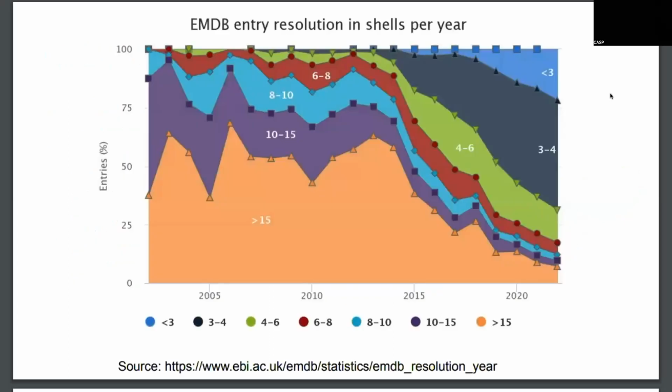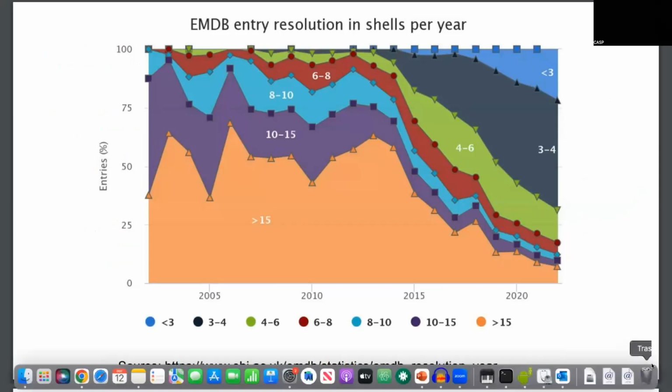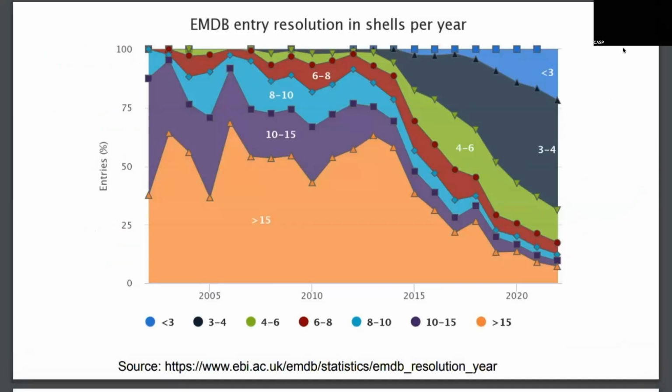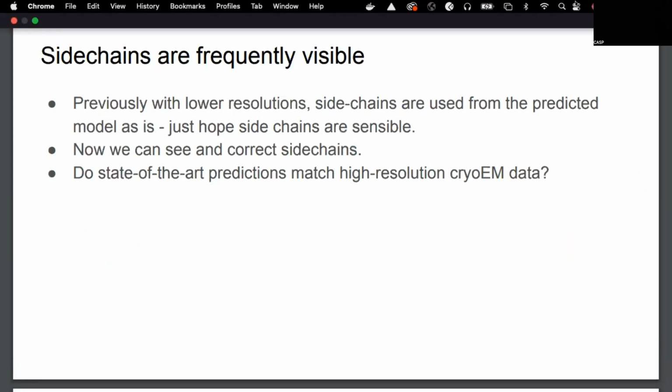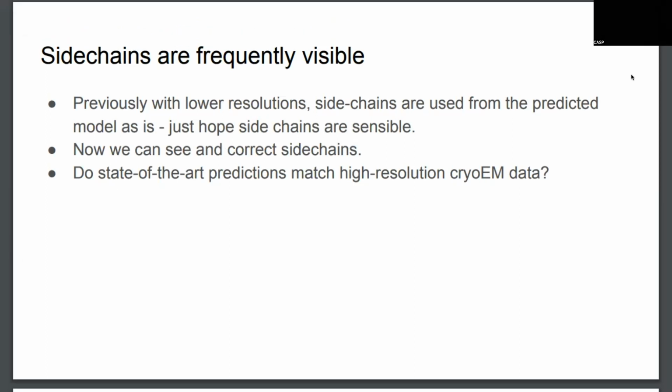And of course, since CASP14, the resolution that we're seeing in CryoEM maps is continuing to increase. And I think this year, the majority of maps are better than 4 angstroms. And this is really exciting because it means that sidechains are really visible now. And it's opening up new territories for structure prediction, because we can actually take the predictions, the CryoEM maps, and look at this high resolution information. Are the structure predictions matching CryoEM data at the sidechain level?